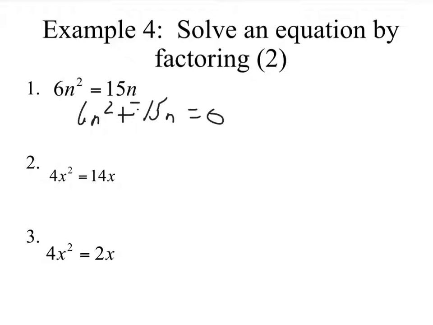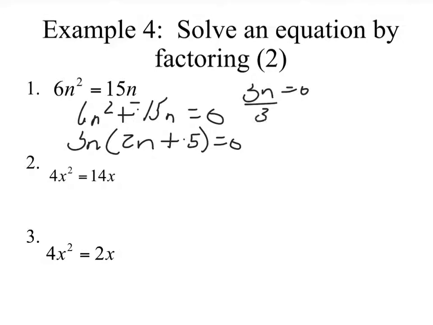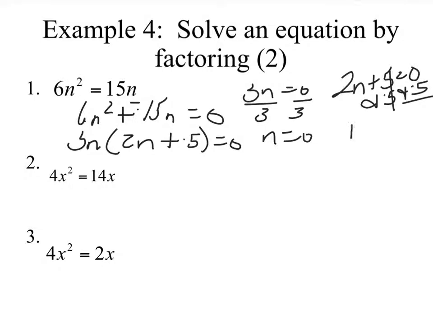I'm going to pull out my GCF. From here on out, it is just like the last example. So I'm going to pull out my GCF of 3n. That leaves me with 2n plus negative 5 equaling 0. So 3n equals 0. Divide each side by 3. n equals 0. 2n plus 5 equals 0. I'm going to add negative 5 to each side. 2n equals negative 5. Divide each side by 2. n equals negative 5 halves.